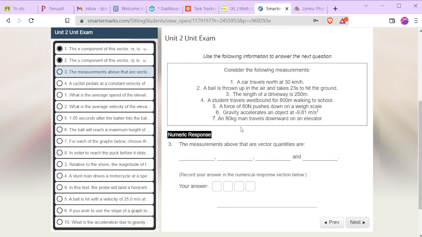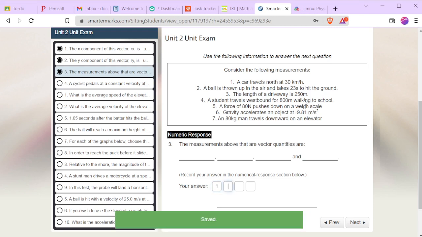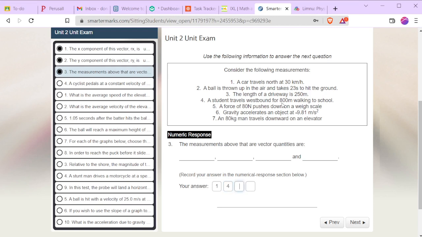So number 3, which measurements are vector quantities? Car travels north at 30 kilometers an hour. That is a vector. A ball is thrown up in the air and takes 23 seconds to hit the ground. Time is a scalar. Length of a driveway is 250 meters. We don't know which direction it's facing. A student travels westbound for 800 meters walking to school. This is a vector. 80 newtons pushes down. Vector. Gravity accelerates an object at negative 9.81 meters per second squared. Even though it's negative, there's not technically a direction on that.